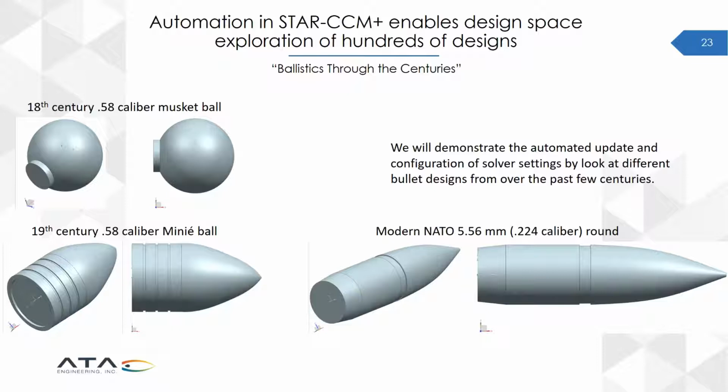We're going to look at three cases today: an 18th century .58 caliber musket ball, so Revolutionary War times; a 19th century, so Civil War time, .58 caliber Minié ball, which is getting closer to the modern bullet design, but not quite there; and then the modern NATO 5.56 round, which is a .224 caliber. For all of these, I'm going to try and demonstrate the automated update and configuration of solver settings so that you can run the same simulation, but looking at these different bullet designs from over the past few centuries.